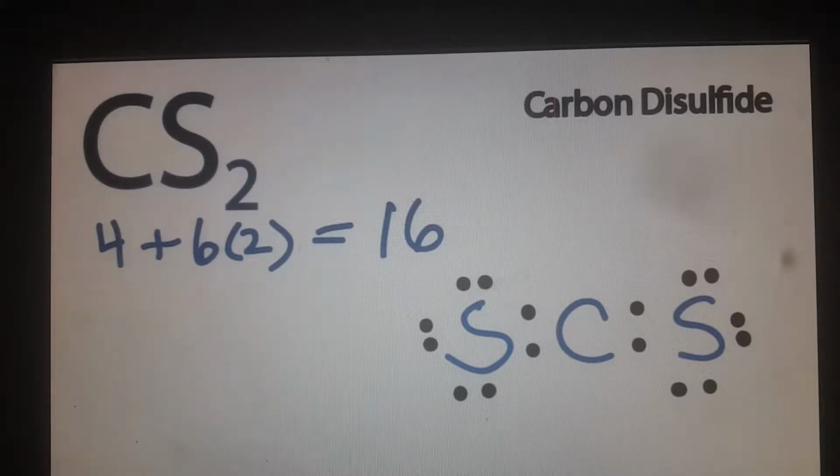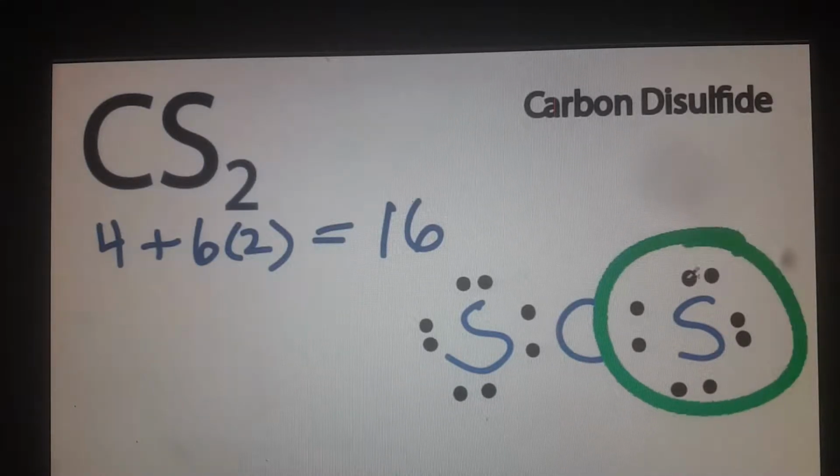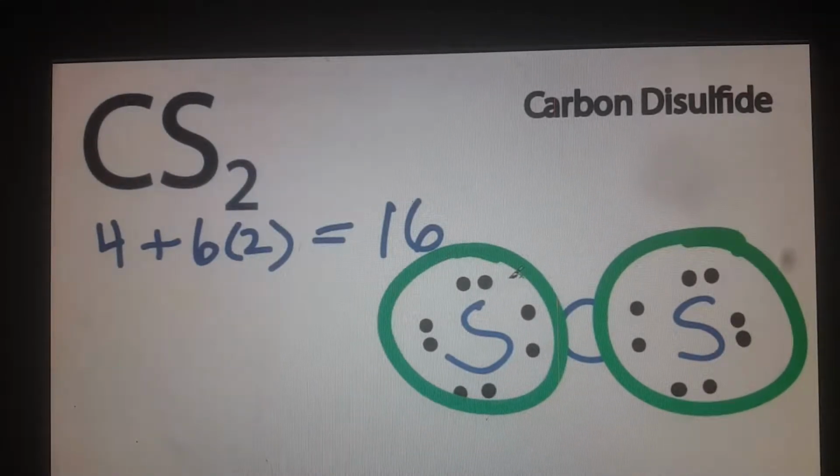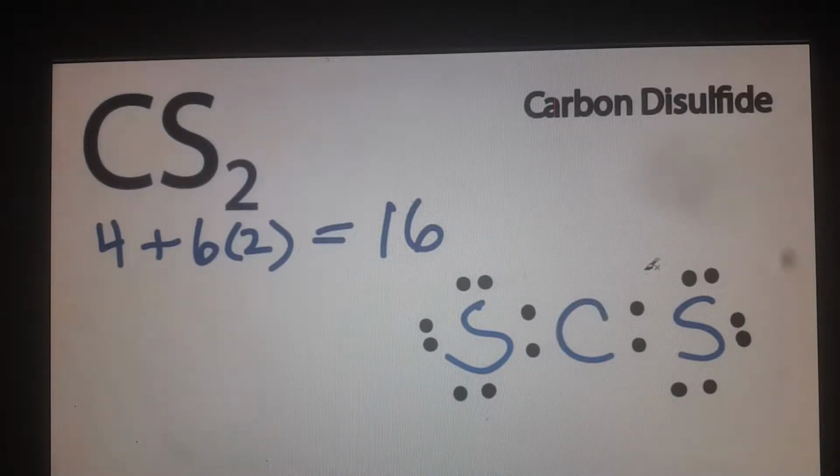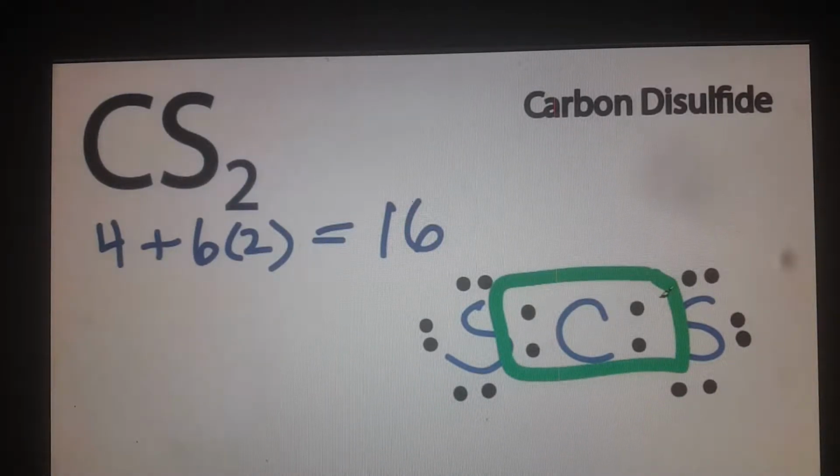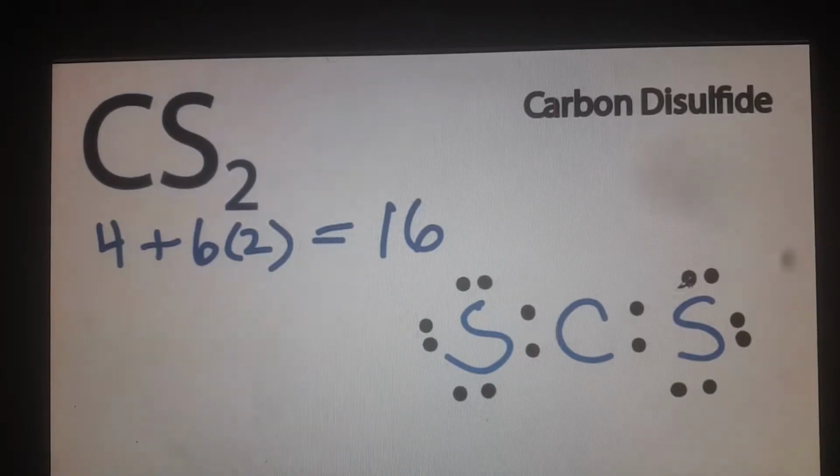Let's see if we have octets. 8 on that sulfur, 8 on that sulfur. Those have full outer shells. But in the middle, carbon only has 4. So we've got to fix that.